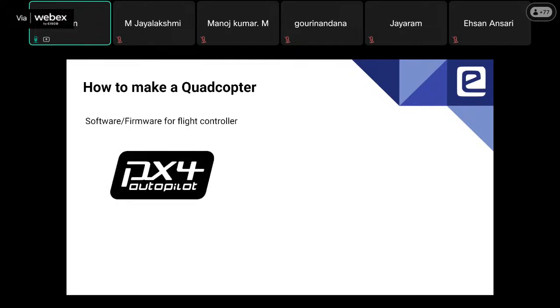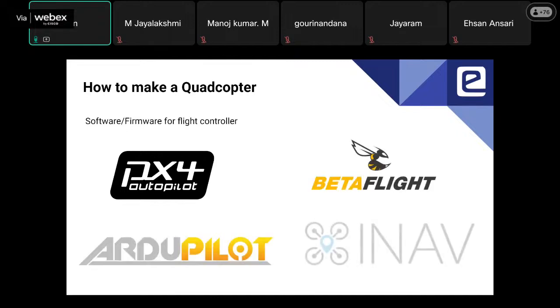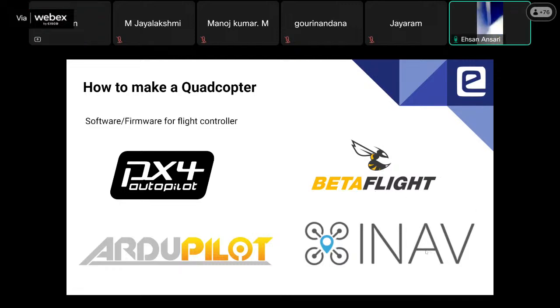And finally, we come to the software or firmware of the drone. These are some of the popular flight controller firmware or software: PX4, Betaflight, ArduPilot, and INAV. PX4 and ArduPilot are usually used for small drones. Betaflight and INAV are used for very small drones and racing drones. We use Betaflight for FPV drones.